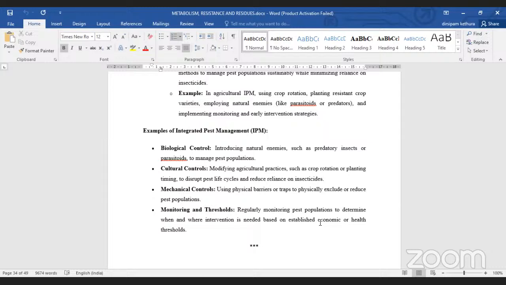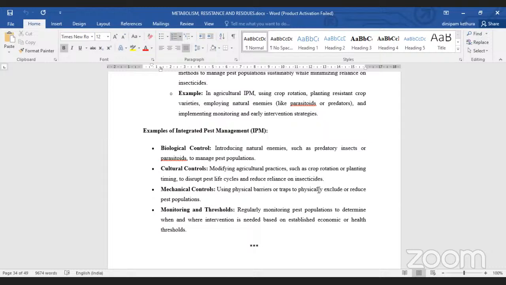You can write all these things with subheadings like pest monitoring, economic thresholds, time of application, and the preservation of susceptible genes, etc. So all these are about the management of insecticide resistance. By this, we have completed the first part of today's session, pesticide or insecticide resistance.